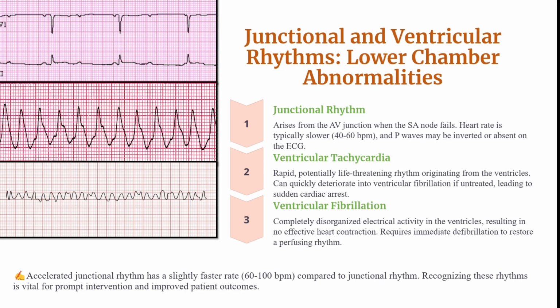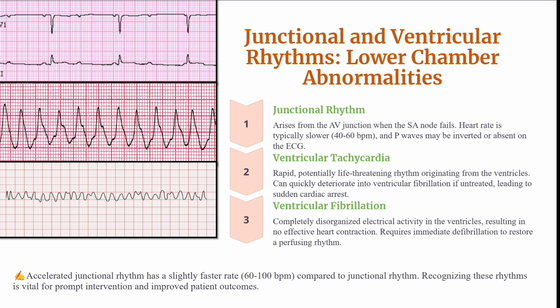Regularly irregular rhythms follow a pattern but have some variability, such as in second-degree AV blocks. Irregularly irregular rhythms show no predictable pattern at all. Atrial fibrillation is the most common example, characterized by an erratic rhythm with no P waves and an irregular ventricular response. Recognizing these patterns allows for quick differentiation between benign variations and clinically significant arrhythmias.